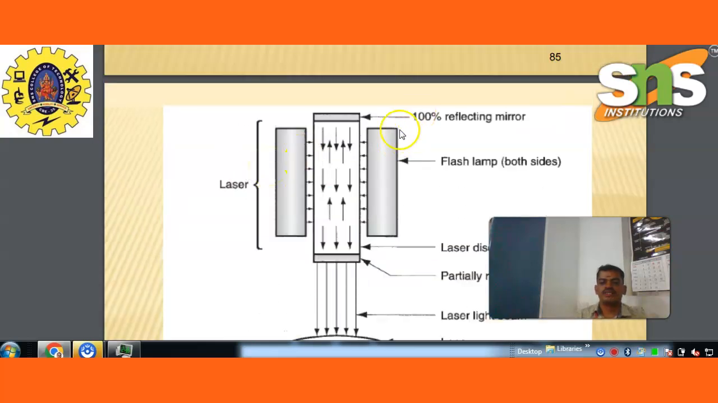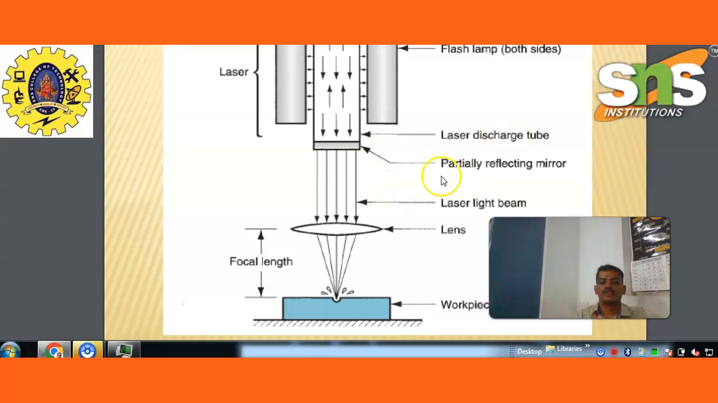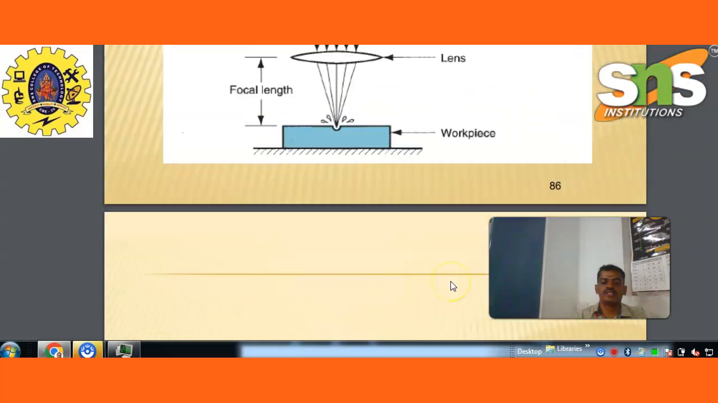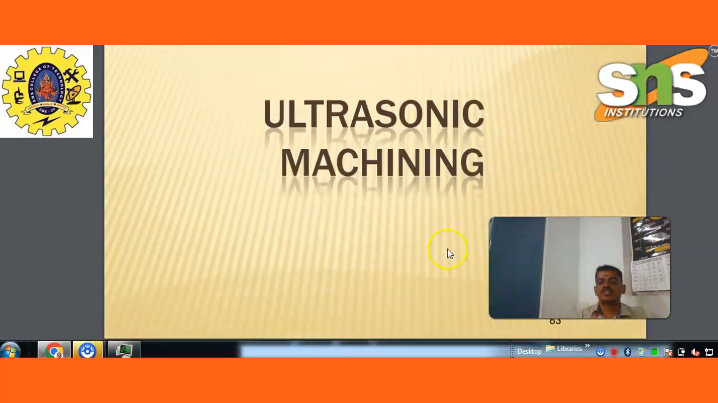These are the parts: 100% reflecting mirror, flash lamp, laser discharge tube, partially reflecting mirror, laser light beam, lens, focal length, workpiece. Next one is ultrasonic machining.